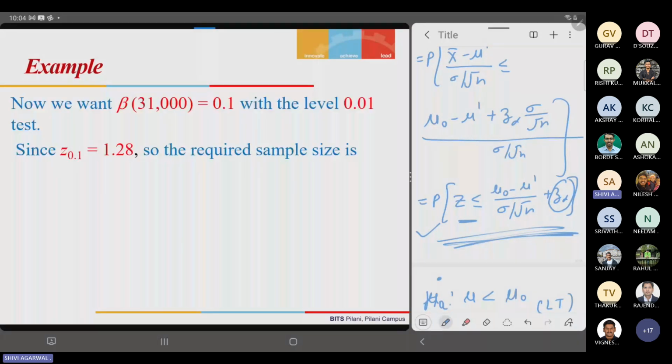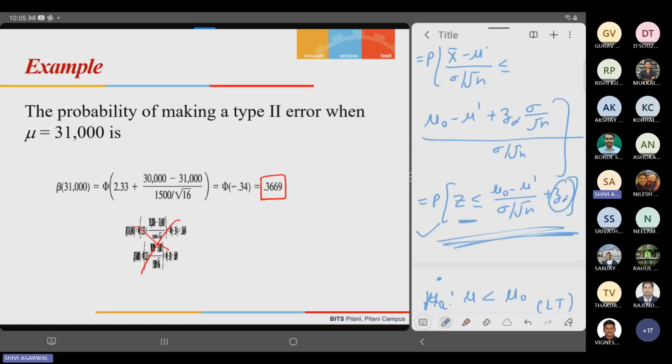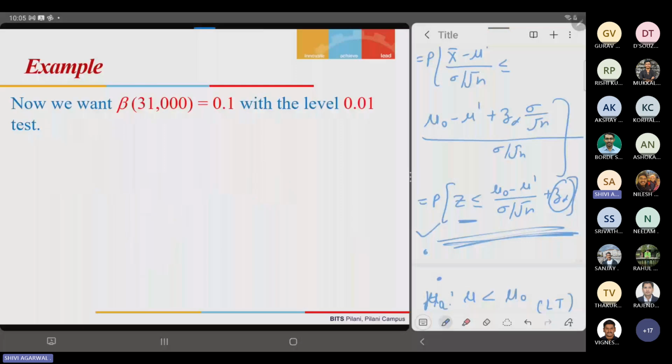Now, if you go back, it is 0.3669, which is large. So we are not going for this error. Instead of 0.3669, we are replacing it with 0.1. Sorry, 0.1, not 0.3, it is 0.1.